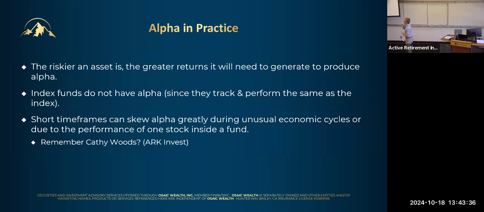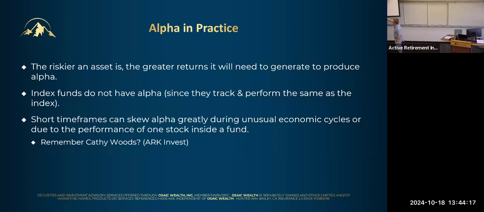And so in practice, the riskier an asset is, the greater returns it will need to generate to produce alpha. Index funds don't have alpha. If anything, they have the teeniest little bit of negative alpha for the reasons we just described. This is because they track and perform the same as the given index. We're not expecting alpha from that, unless for some reason the index changes and the index fund doesn't change in time, or some black swan event happens. You're not going to see alpha in an index fund, so don't expect it. If you're invested in all index funds and you go, why don't I have any alpha? It's because you picked index funds. That's just what you should expect.